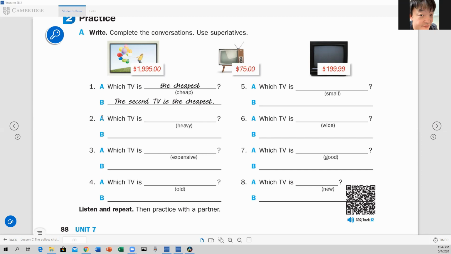Okay. Now let's go to number two. We are going to go very slowly here so you can remember the concepts. Which TV? What is the adjective? Heavy. So you remember when an adjective ends with Y, you take out the Y and you put an I. So it becomes which TV is. Don't forget to add the for the superlative. The heaviest, no Y, I. Very good. Which TV is the heaviest?